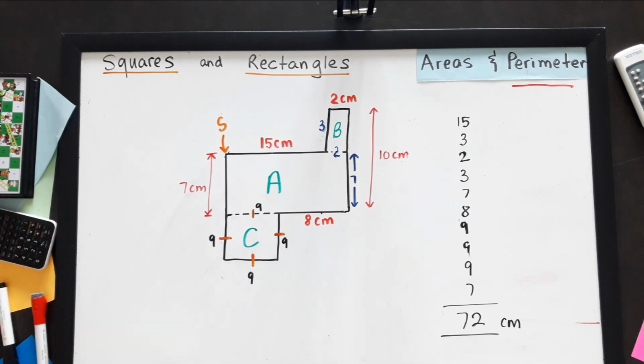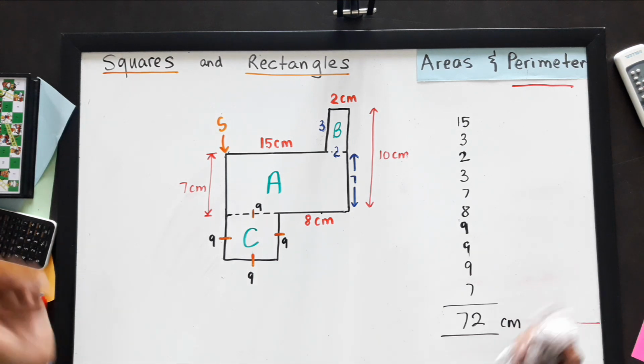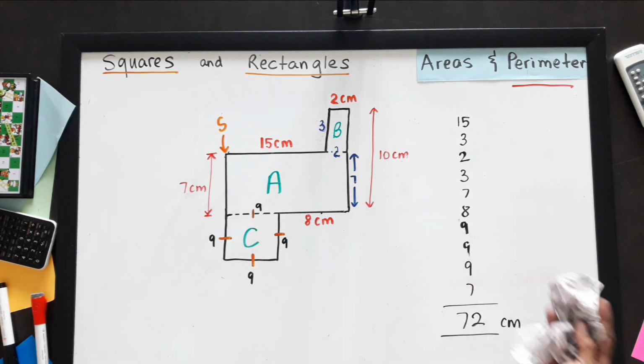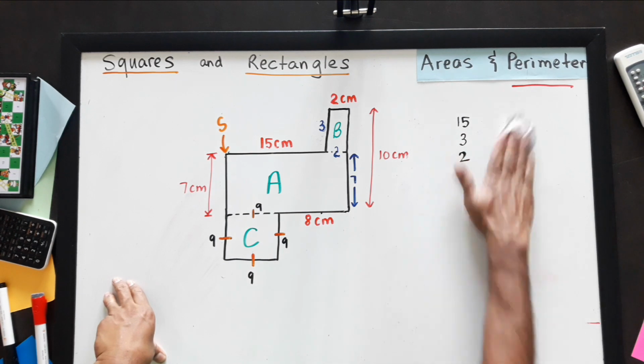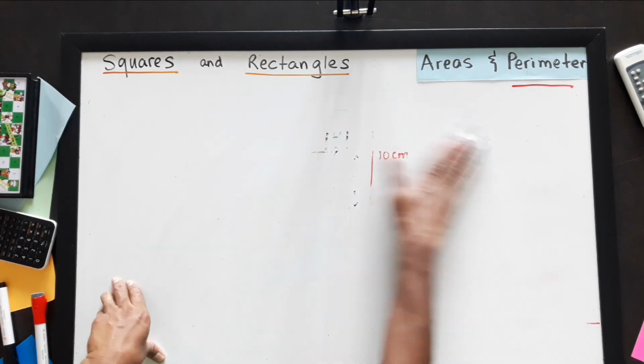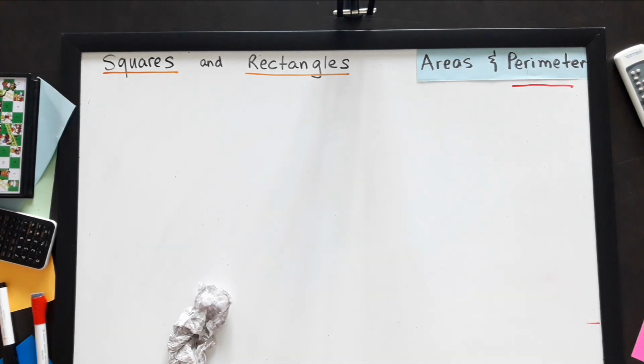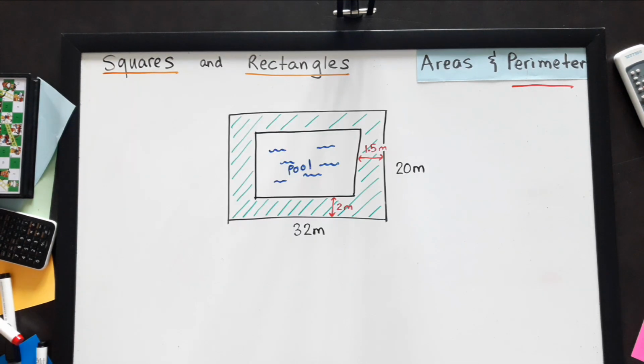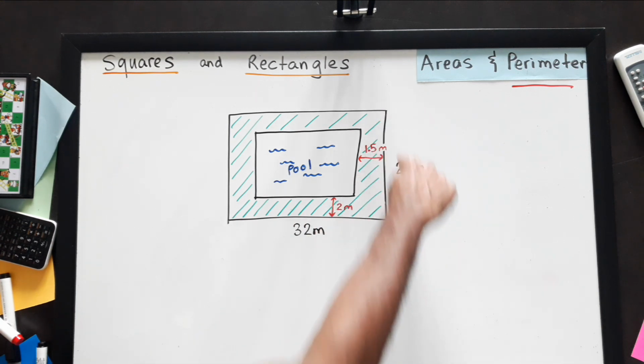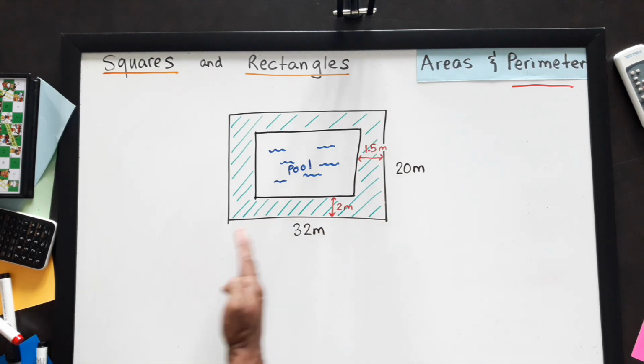Alright. So let me see if I could come up with another question involving squares and rectangles that will get your head thinking a lot. Alright, excuse me 1 second. So here we have another question. Let me explain the scenario. Let's say someone had a garden and the dimensions of the garden was 32 meters by 20 meters. This whole thing is 20 and this whole thing here is 32.